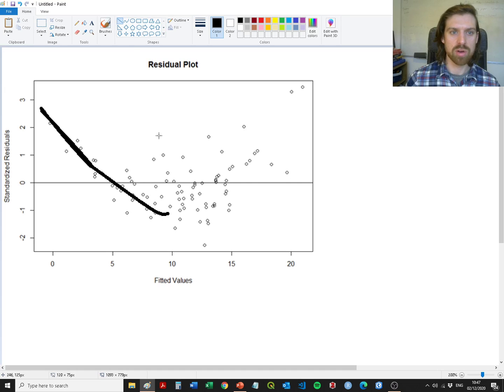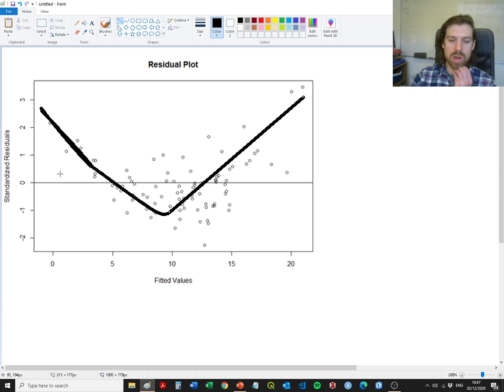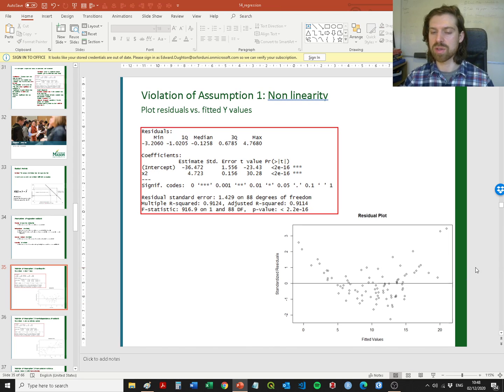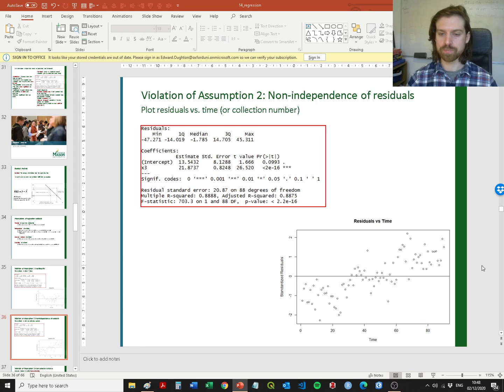Sorry, this isn't what I really wanted. Okay, that's fine. So essentially what I'm emphasizing is that we have a non-linear pattern which exists within the fitted values when plotted against the standardized residuals. So you can see it decreases down here and then increases, and this is a clear violation of our assumptions, so you need to be aware of that.